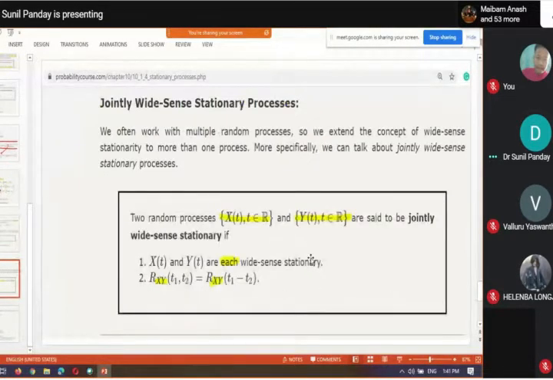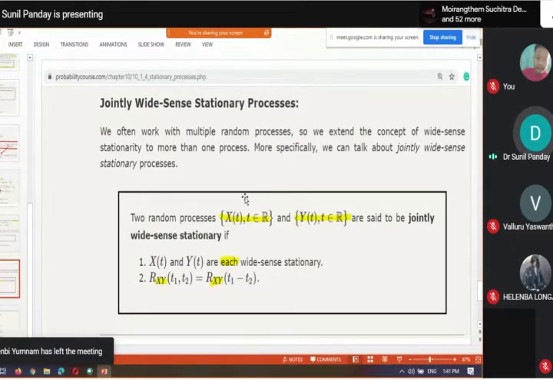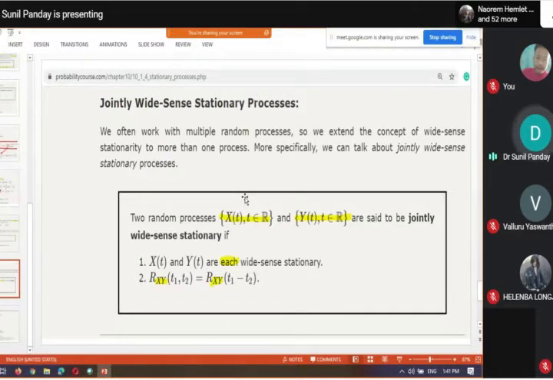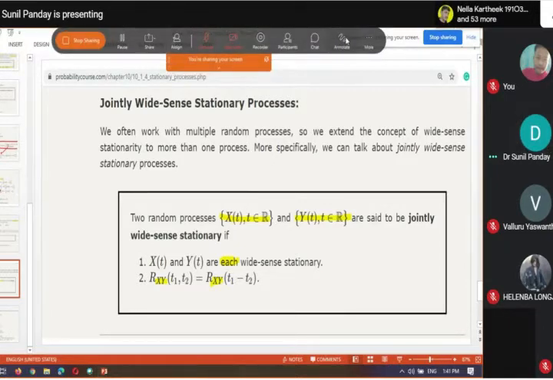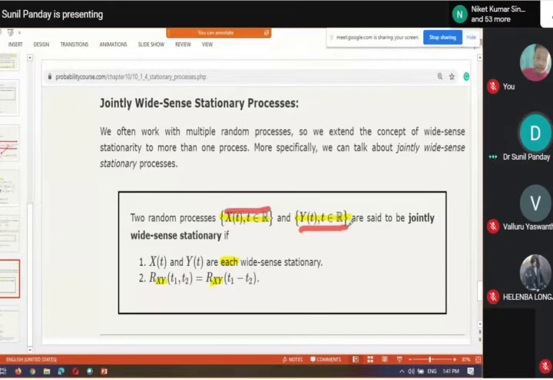Okay. So now we talk about jointly stationary processes. Earlier we have talked about xt as a random process, and we have talked about xt in terms of strict sense stationary and wide sense stationary. But if we are having two random processes, one is xt, t belongs to R, and another one is yt, t again belongs to R.